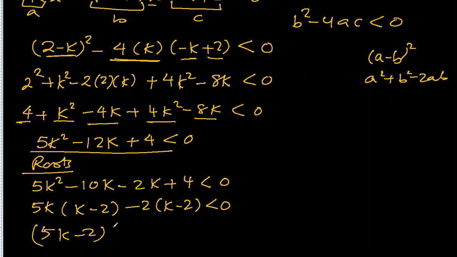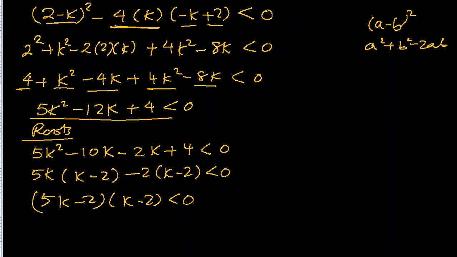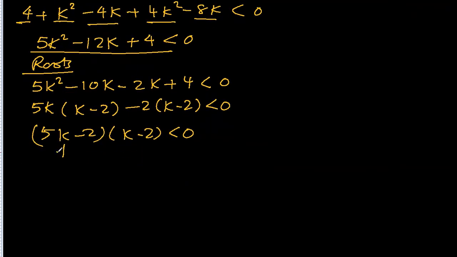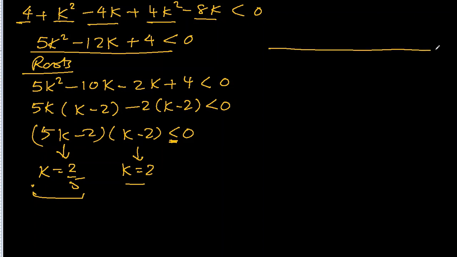So let me complete this. If it was an equation, the roots of this equation would be: this would give me a root k equal to 2 over 5, and this would give me a root k equal to 2. But since this is an inequality, we can't say that these are the answers. Never ever say that these are the answers. We should use this method. On a number line, place them. 2 will be here and 2/5 will be lesser than that.